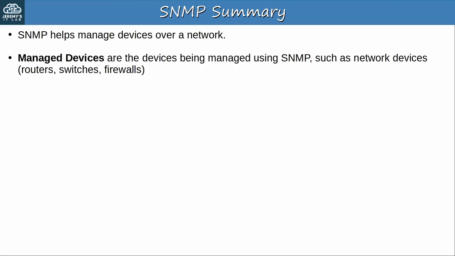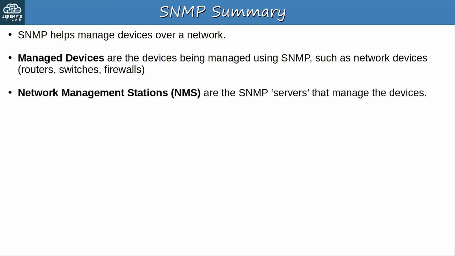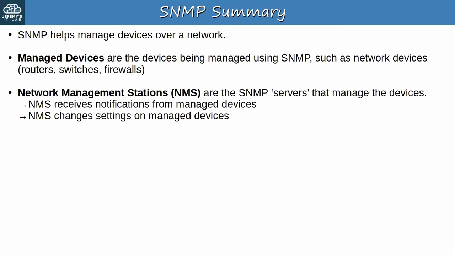So before moving on to the quiz, let me summarize what we covered. SNMP helps manage devices over a network. There are two main components of SNMP. The managed devices are the devices being managed using SNMP, such as network devices, for example routers, switches, and firewalls. The network management stations, NMS, are the SNMP servers that manage the devices. The NMS receives notifications from managed devices. It can change the settings on managed devices. It can also check on the status of managed devices.